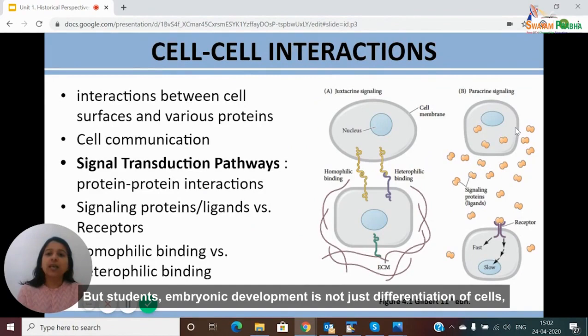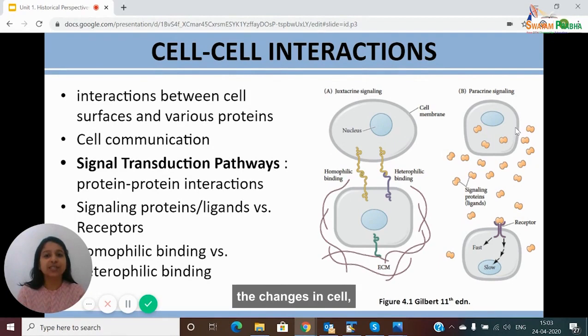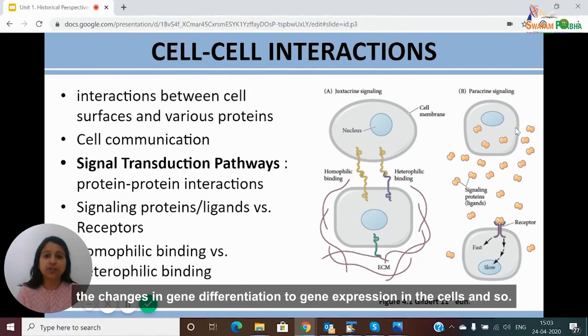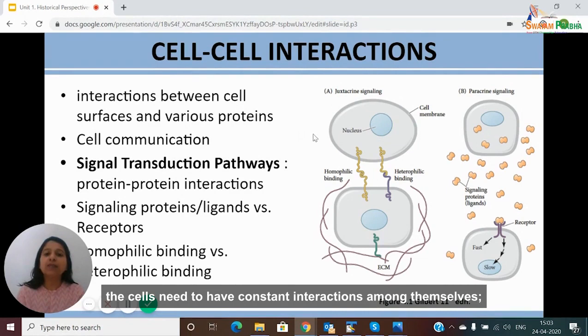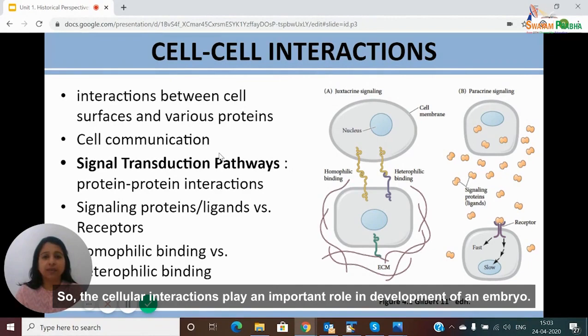But students, embryonic development is not just differentiation of cells, but it involves a number of other changes as well. Changes in cell shape, changes in cell motility, changes in cell fate, changes in gene expression in the cells, and so on. And for all these changes, the cells need to have constant interactions among themselves. That means they need to communicate with each other. So cellular interactions play an important role in the development of an embryo.